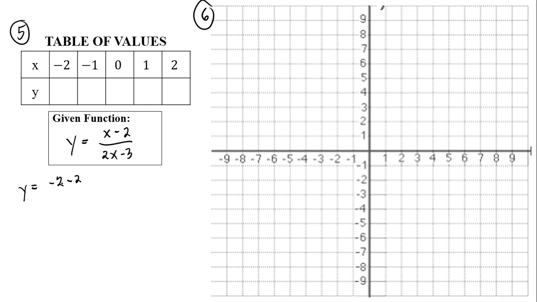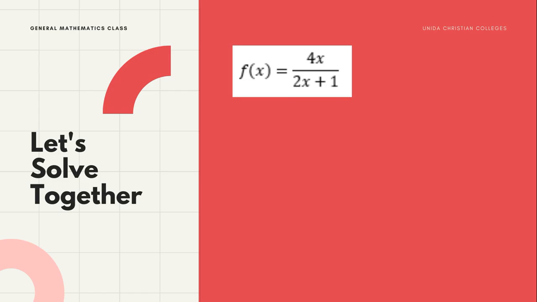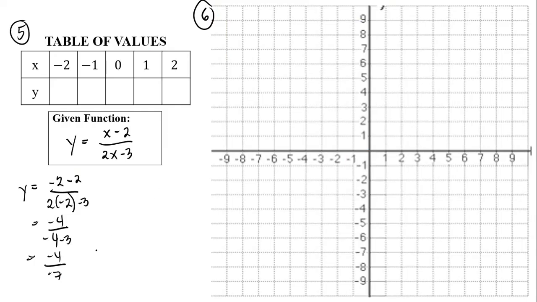So, negative 2 minus 2, over 2 times negative 2 minus 3. So, that is negative 4 over 2 times negative 2, that is negative 4, minus 3. And then negative 4 over negative 4 minus 3, that is negative 7. But since pareho po silang negative, it will become y is equal to 4 over 7. Okay, so ibig sabihin, if the value of your x is negative 2, then your y will be 4 over 7.